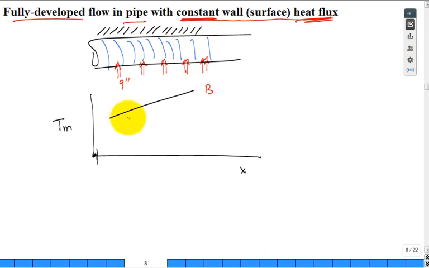Why is it linearly increasing as we go down? Why is that mean temperature of the fluid increasing as we go down?